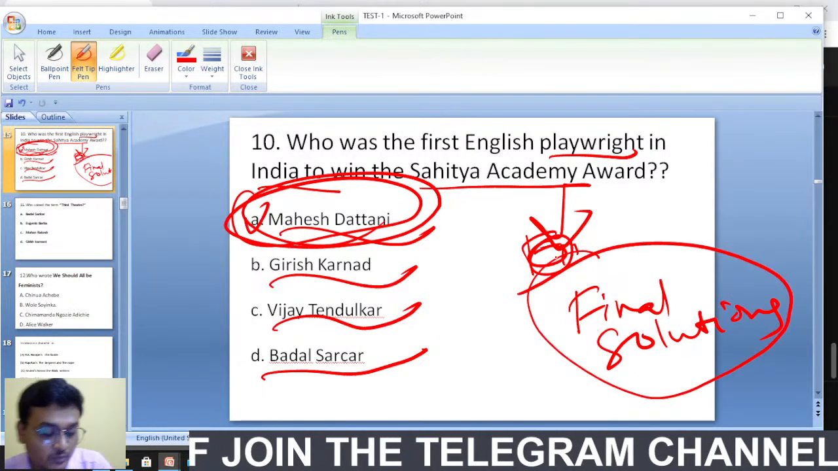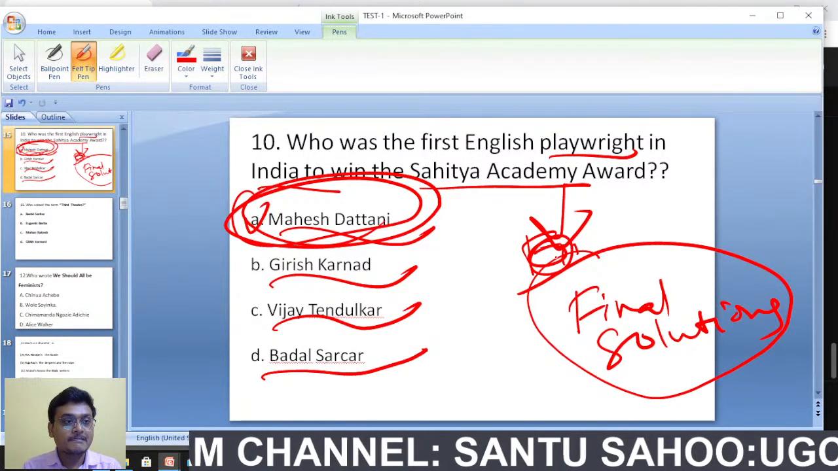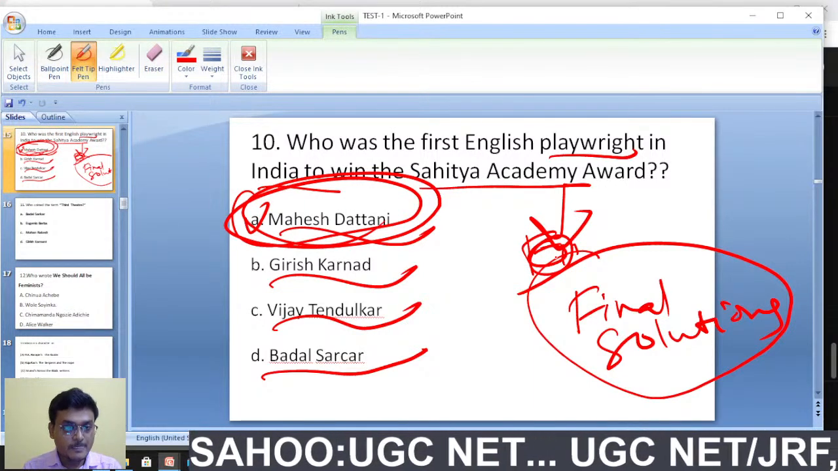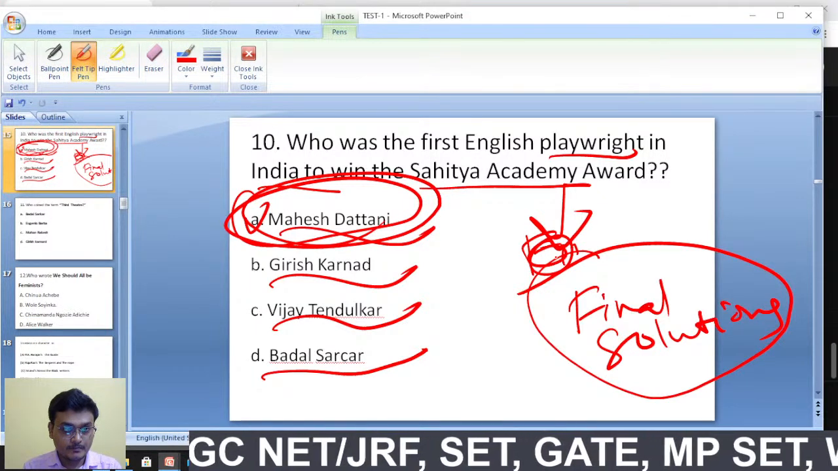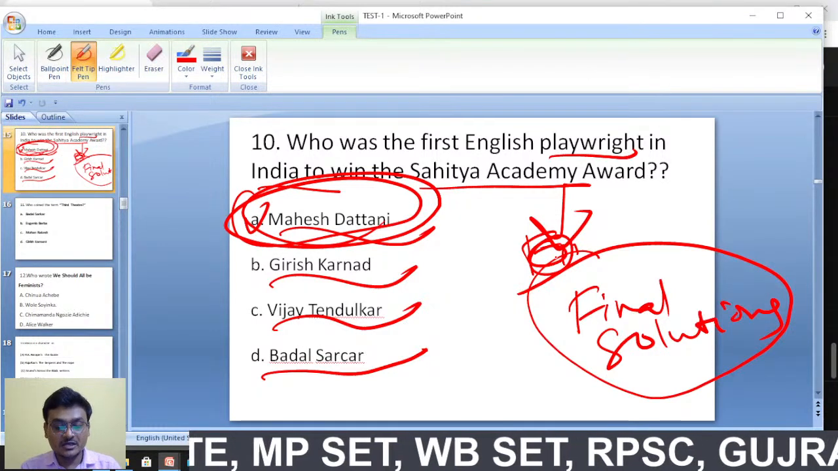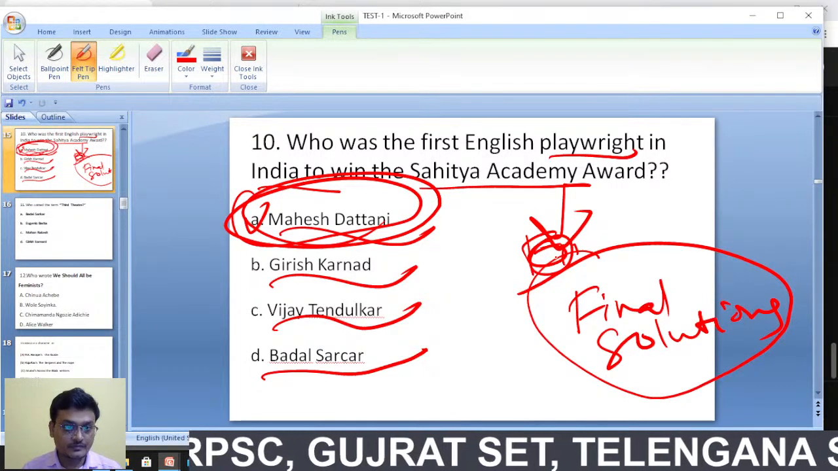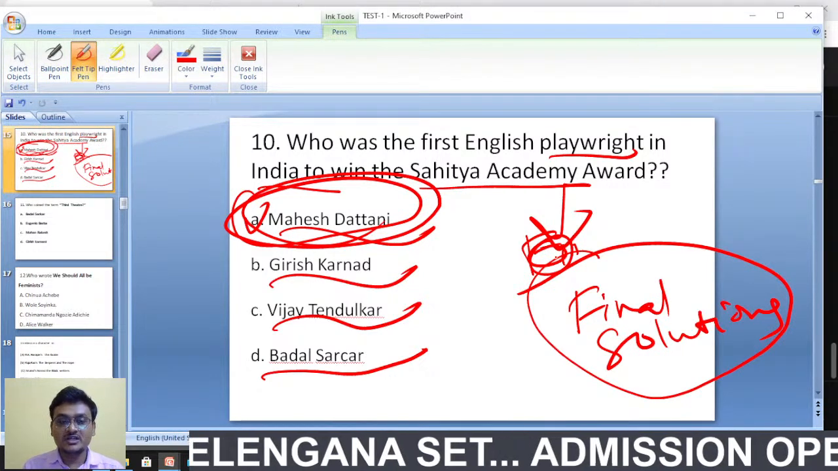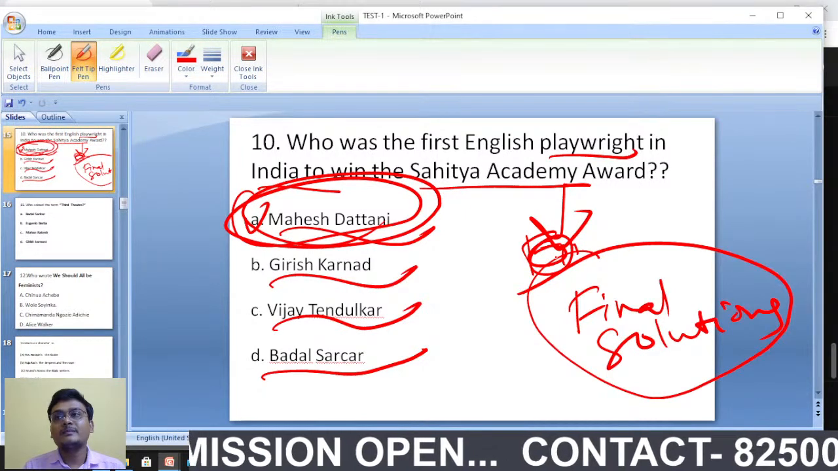Now tell me, the first Indian poet to receive the Sahitya Academy Award. Final solution. It is for Final Solutions. Mahesh Dattani got the Sahitya Academy Award for Final Solutions. The important works of Mahesh Dattani are Bravely Fought the Queen, Tara, Final Solutions, Seven Steps Out of the Fire.